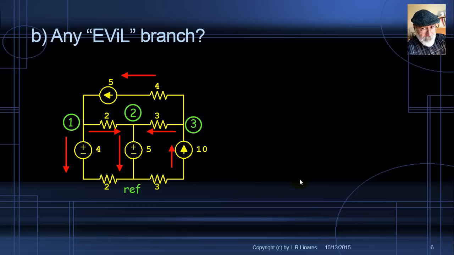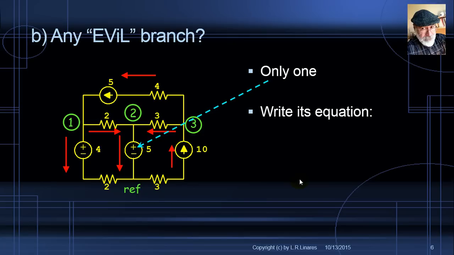Second question, always, is there any evil branch? If you don't know what an evil branch is, please watch the previous video on types of branches. This is a silly but memorable nickname we have given to V branches. Only one, that is an evil branch. We will need an evil current for that one, which is an unknown.